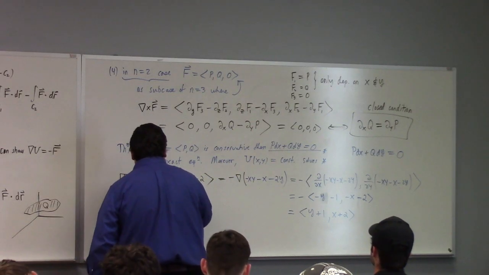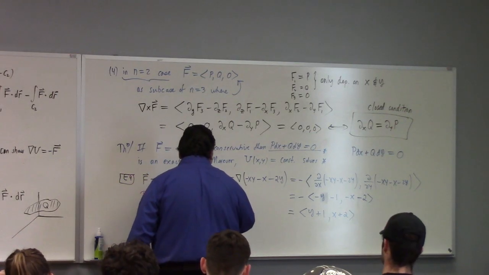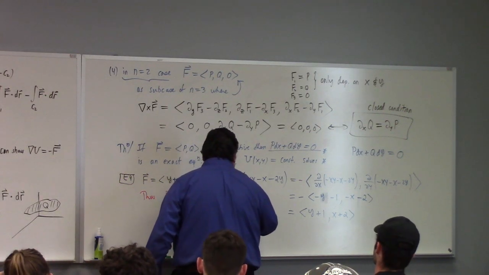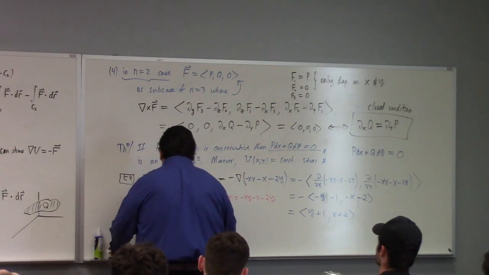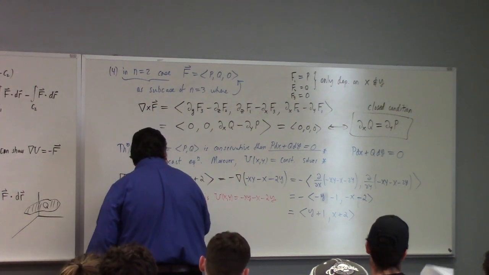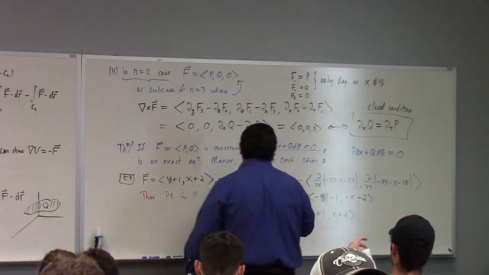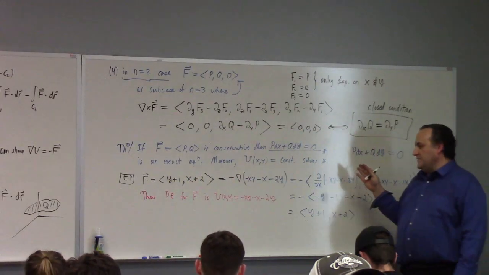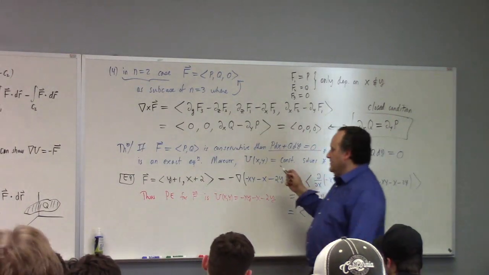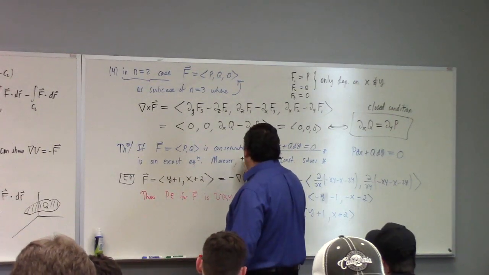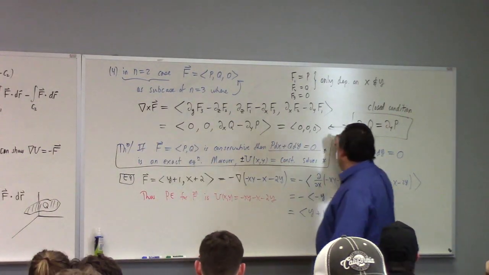Thus, my potential energy for F is U of x, y equal to minus xy minus x minus 2y. And you know what? I personally don't like the minus in this formula. You could put a plus or minus in my theorem. All right, if that's okay with you guys, plus or minus there.